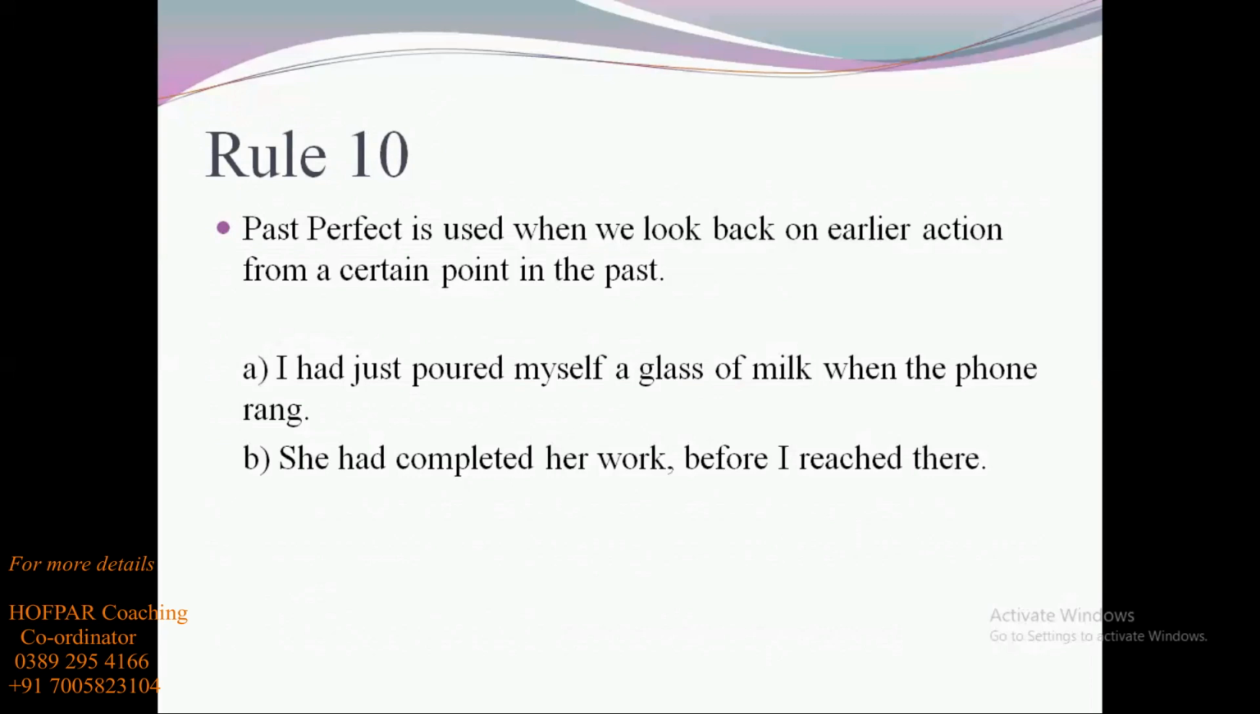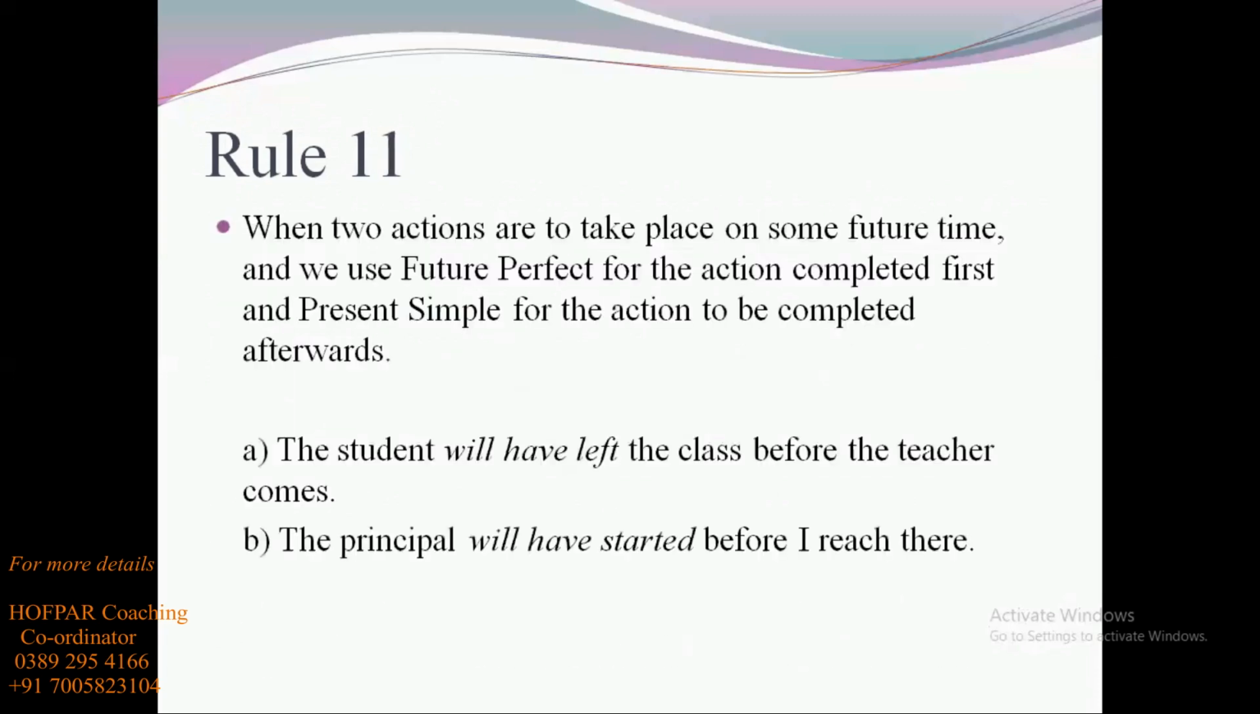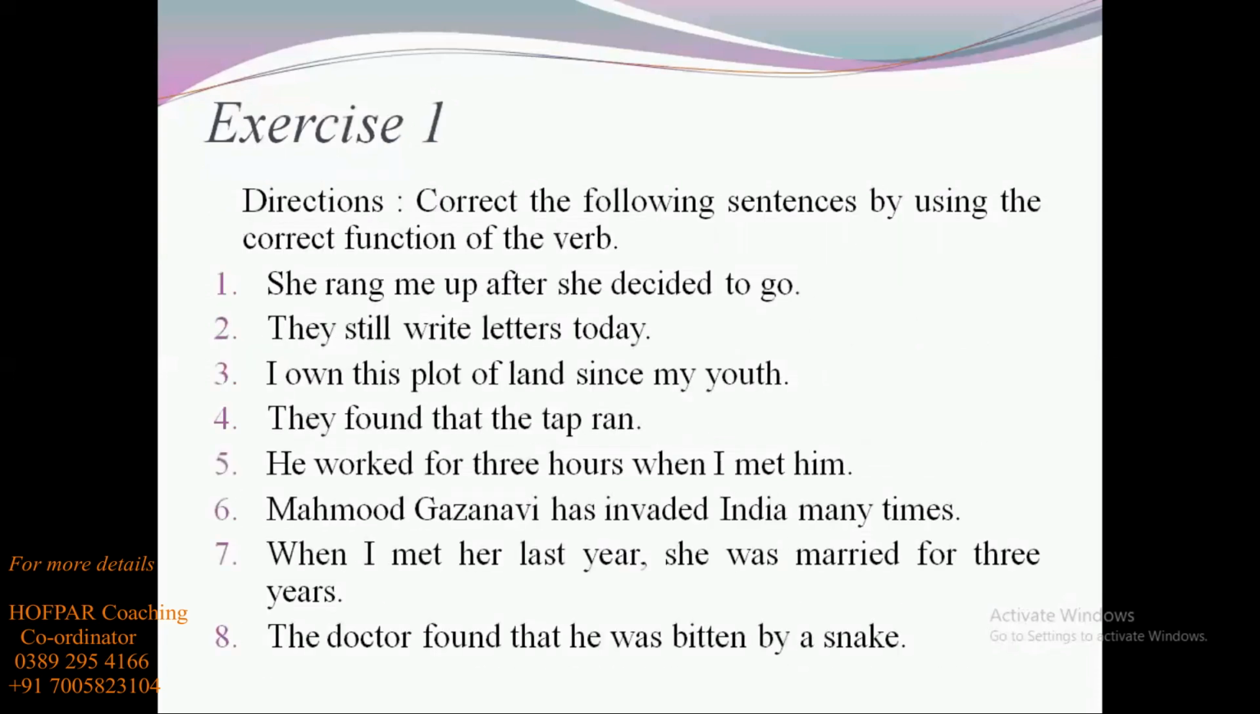Past perfect is used when we look back at an earlier action from a certain point in the past. I had just poured myself a glass of milk when the phone rang. Here, past perfect is mandatory: she had decided to go. The decision is the earlier action, so it takes past perfect, and the later action takes past simple.